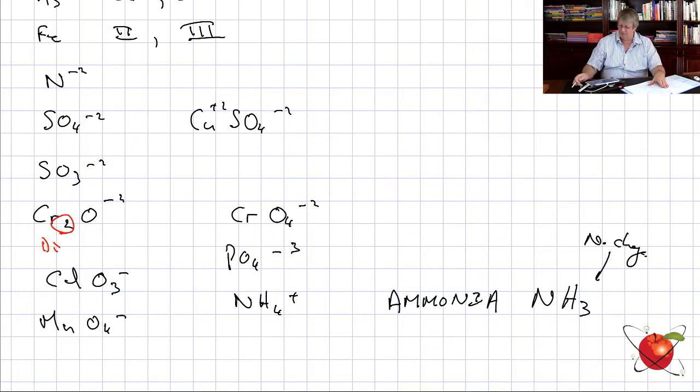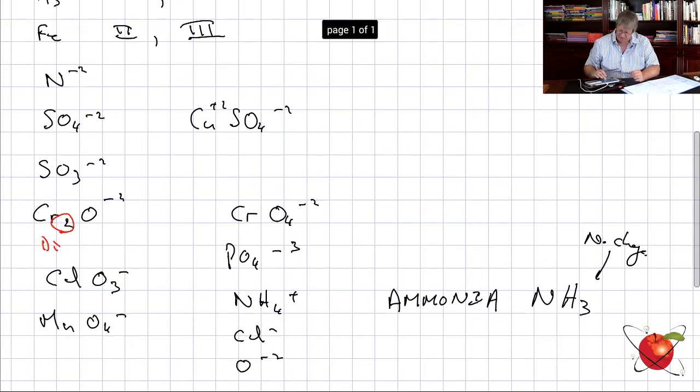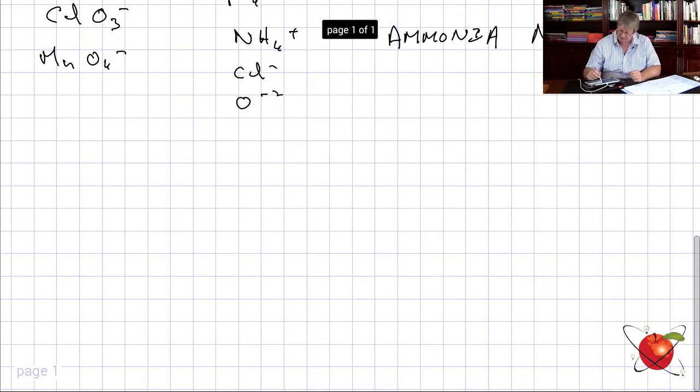Remember that one? That's NH3 with no charge on it, right? So this was chloride, Cl-, and oxide, O2-. Those are pretty straightforward, right? The next one was where they wanted us to write down the chemical formulas for these.